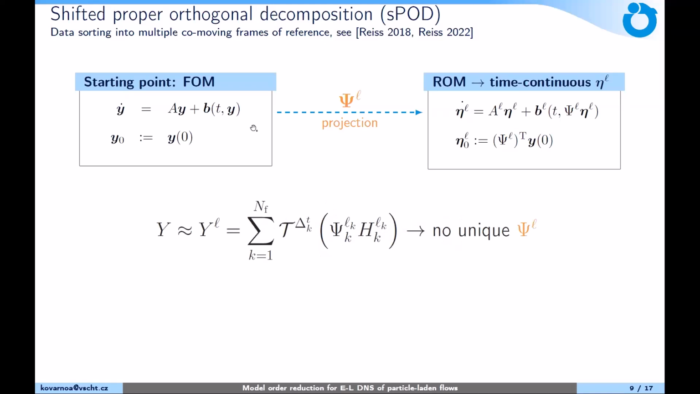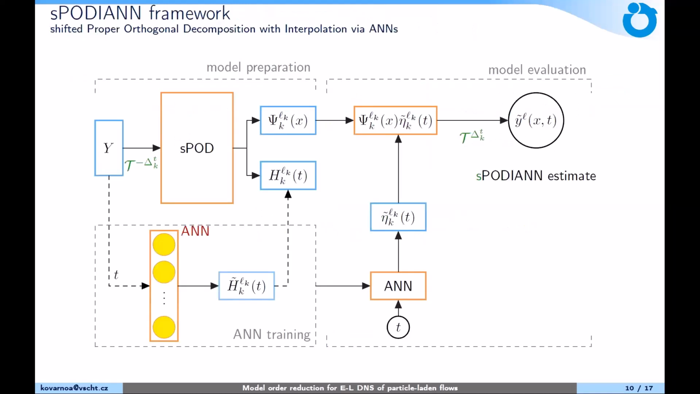However, it doesn't give us any projector that we could use to project the full order model onto the lower dimensional subspace. Instead, it gives us multiple of them, one for each frame. So we cannot use the projection, so we are using interpolation instead, in particular interpolation by artificial neural networks. The resulting method is called the shifted proper orthogonal decomposition with interpolation via artificial neural networks, or SPODIAN. Unlike the projection-based methods, it is mostly data-driven.